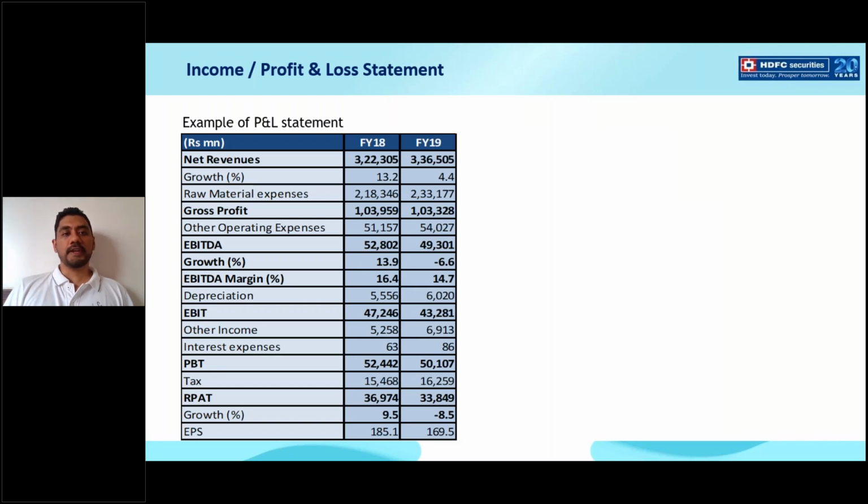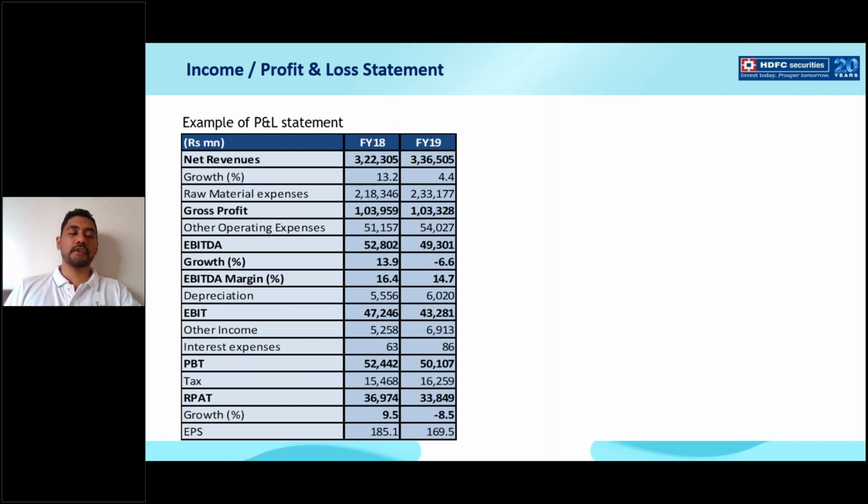So this is an example of a P&L statement. We can see the P&L starts with the revenues of the company. So we have calculated the growth of the company. Last year the growth was 13.2%, and this year it has been 4.4%. So we need to find out why the growth has slowed down for the company. Is this an industry-wide phenomenon, or has it impacted just this company? With this, we can get a view of whether the company is able to grow at least at the industry rate or not.